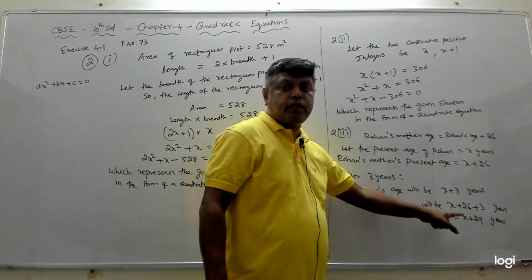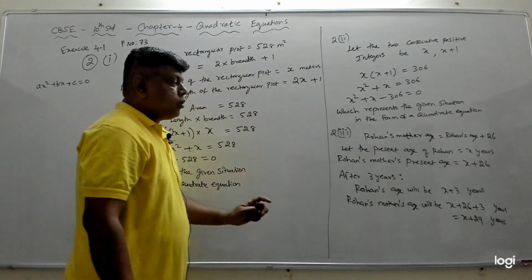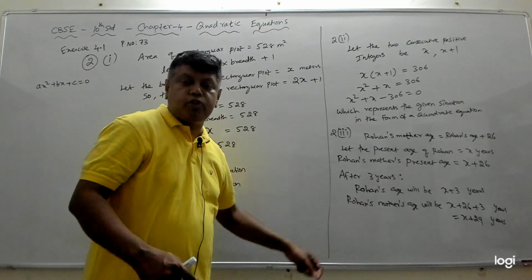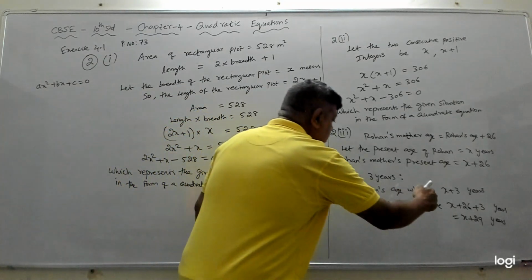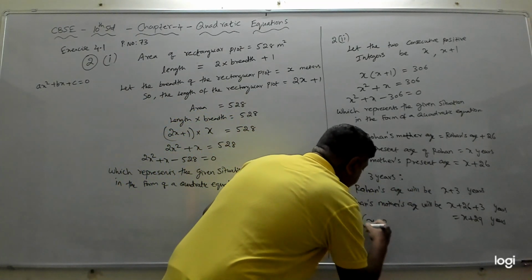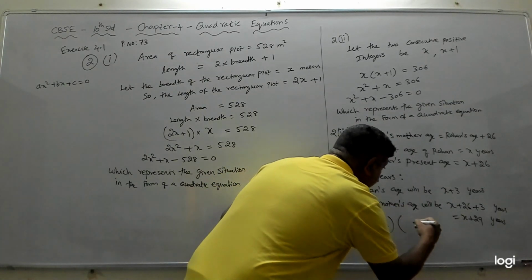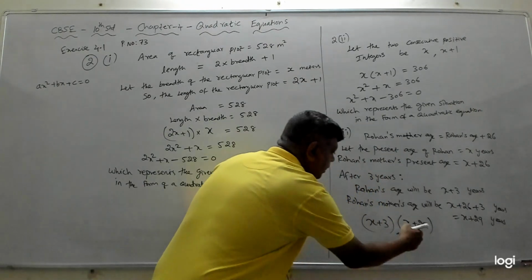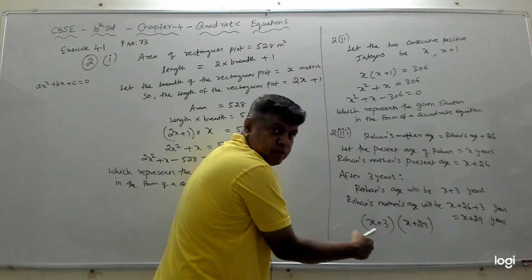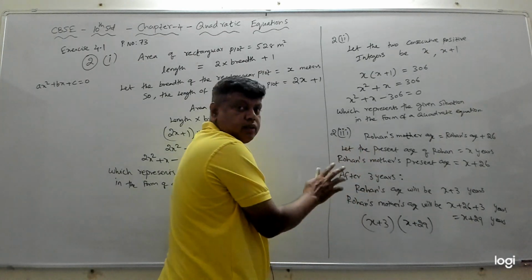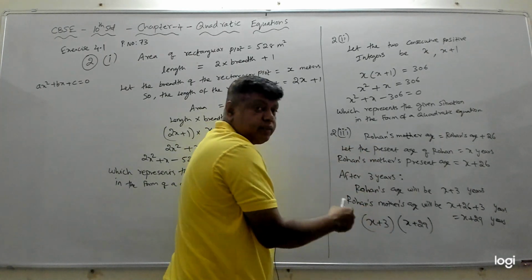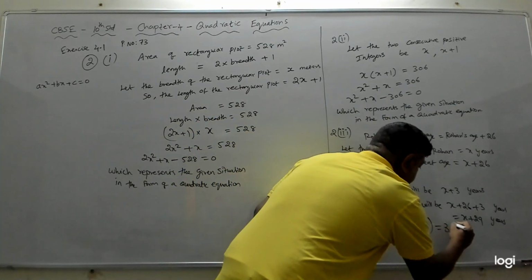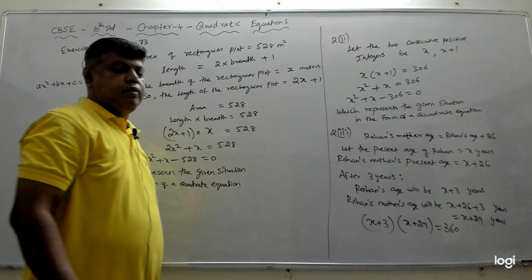So now we have found their age after 3 years. Rohan's age is x plus 3, his mother's age is x plus 29. Now the product of these two ages is 360, which means Rohan's age after 3 years, x plus 3, into his mother's age after 3 years, x plus 29. If you multiply both, the product of their ages, not their present ages but their ages after 3 years from now, the product is 360. That is what is given.